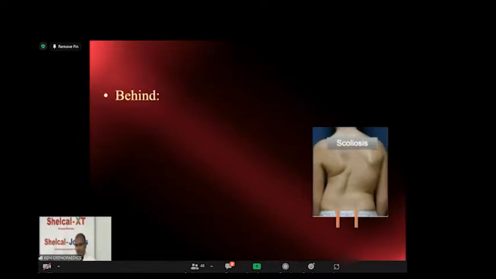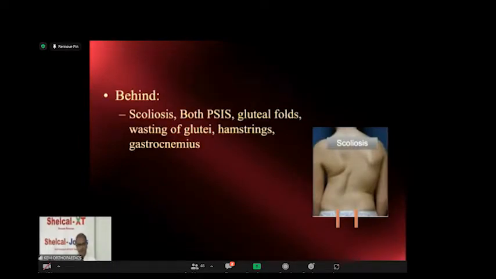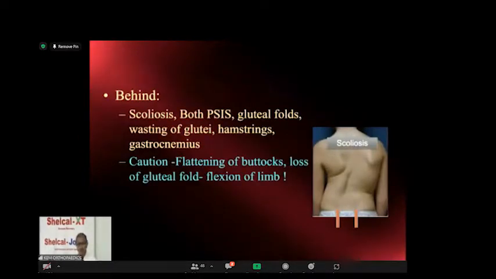And from behind, also see if there is any scoliosis. Are both the posterior superior iliac spines at the same level? Wasting of the glutei and hamstrings may be apparent when you see from behind. Remember, sometimes when the patient has a flexion deformity of the hip, and you see from behind, you feel like there is wasting of the buttocks or the extensor muscles of the thigh. But remember, the flexion deformity may appear like that, but there may not be any wasting or flattening of the buttocks.